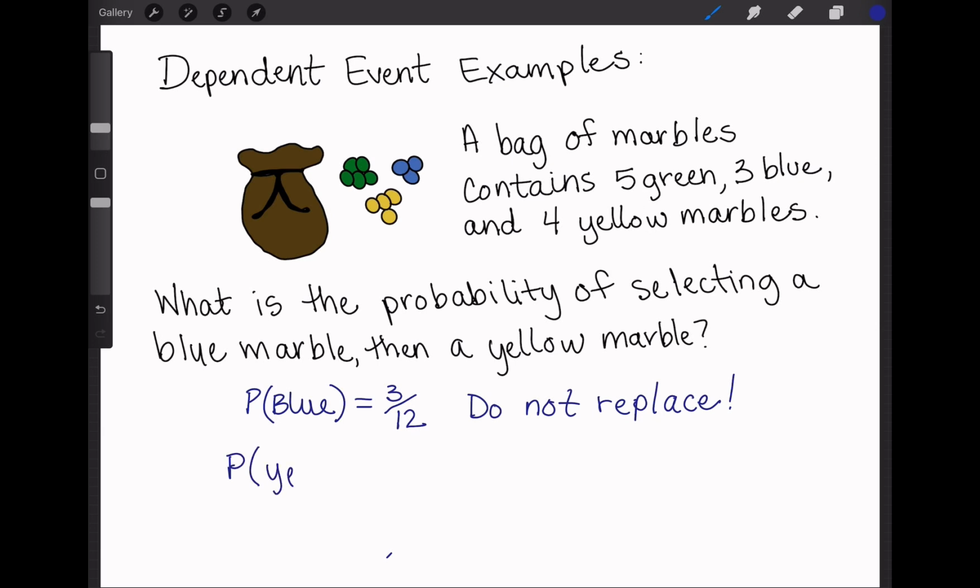We keep that marble, and we try to determine the probability of yellow marbles out of the entire bag of marbles. That leaves us with 4 out of 11 marbles. Now we multiply those and we get 3/12 times 4/11, giving us 12 over 132 possible outcomes. I'm going to divide by 12 to get 1/11. So that's 1/11 probability for selecting blue followed by yellow without replacement.